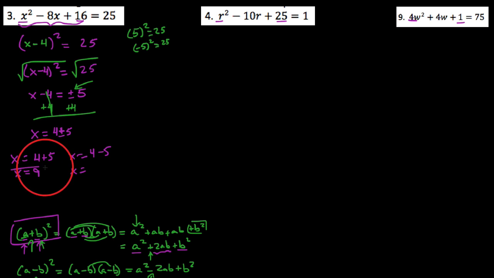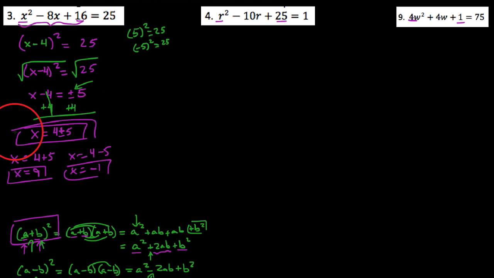4 plus 5 is going to give us 9, and I'll put a box around this. And 4 minus 5 would give us negative 1. Now, I'm also going to put a box around this one right here, because this is an acceptable answer. But if you can simplify it, then we're certainly going to simplify it if at all possible here.